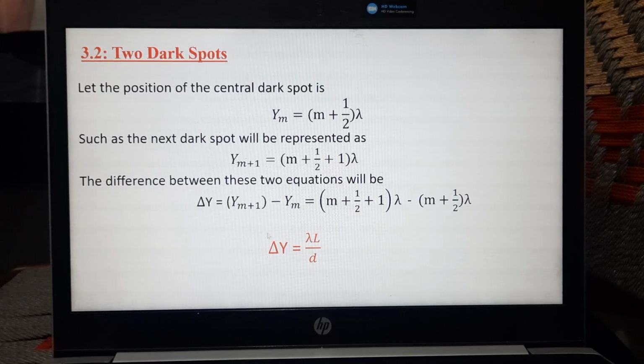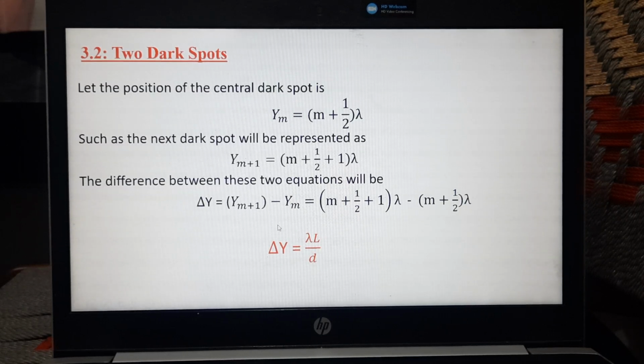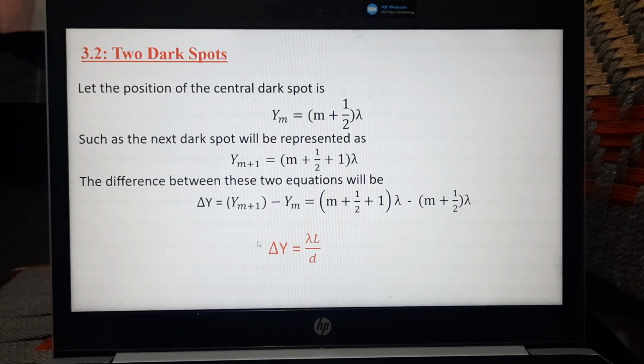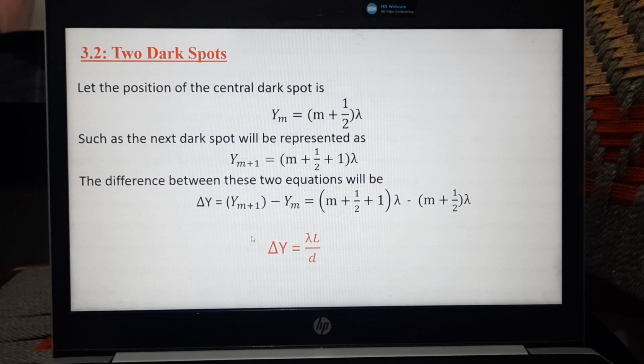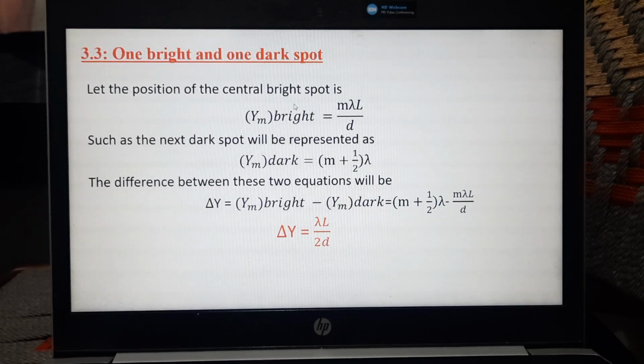Look, the result for two bright spots and two dark spots are very similar, meaning two bright spots and two dark spots are at the same distance from the central position, because we have considered the symmetric uniform interference pattern at the screen. Now the last result is, if there is one bright and one dark spot, what will be the distance between one bright and one dark spot?